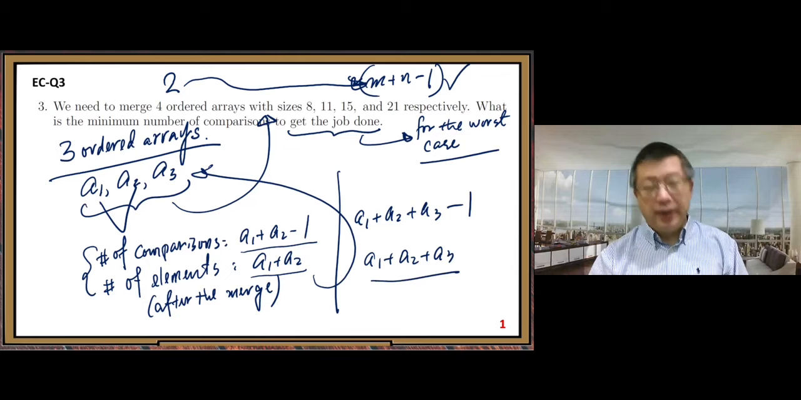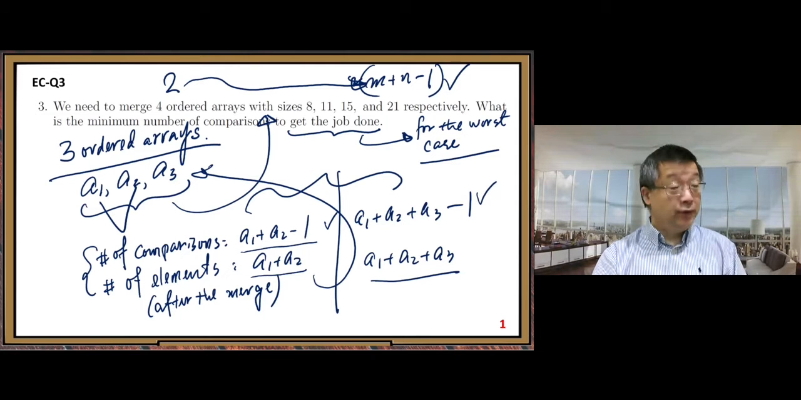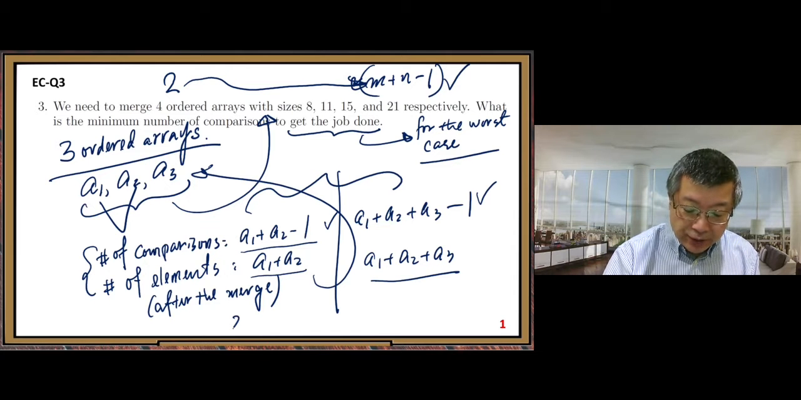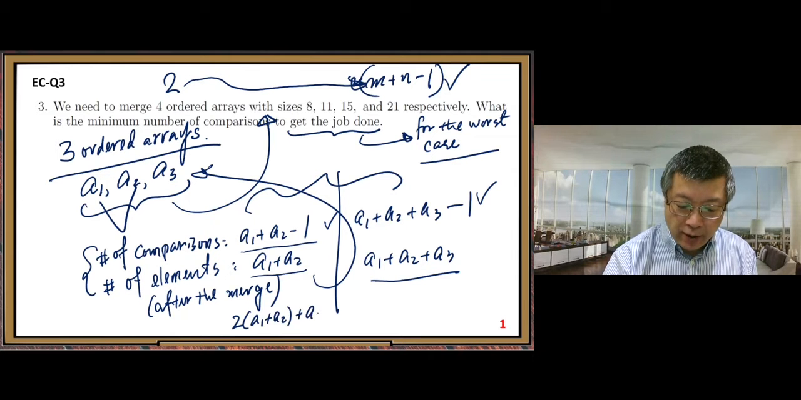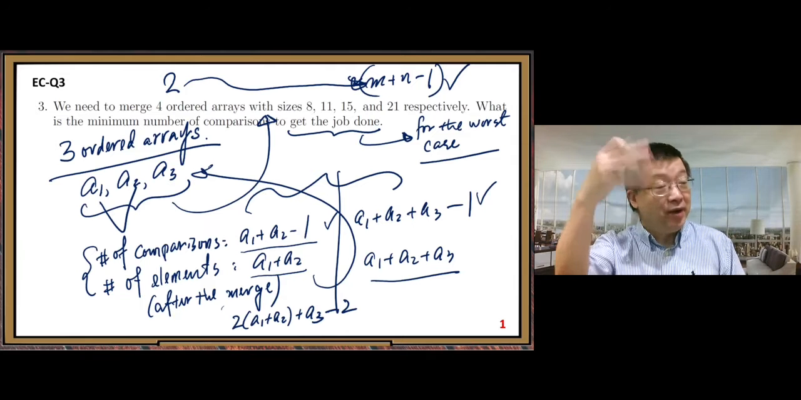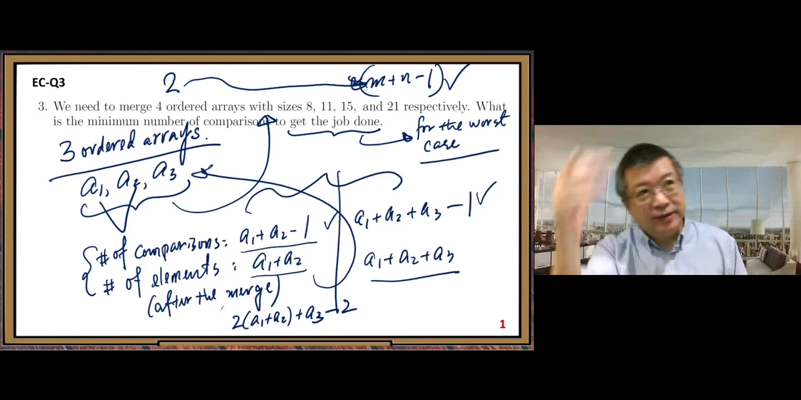All right. Now let's look at the total number of comparisons. These two numbers added together, so you can see 2 A1 plus 2 A2 plus 1 A3 minus 2. Okay? How to make this number smallest, minimum? This number can vary, right? Based on different A1, A2, A3. This number can vary, right? All right?